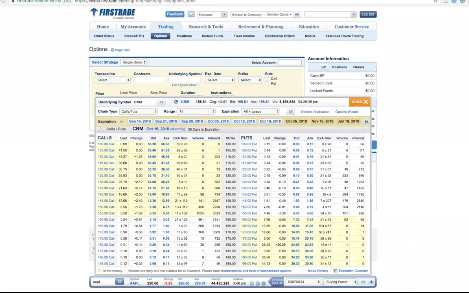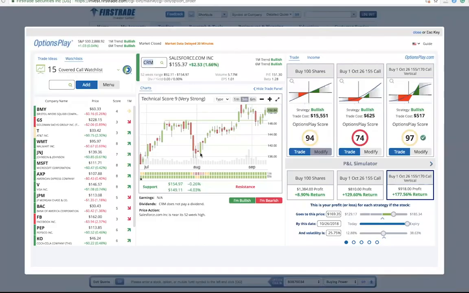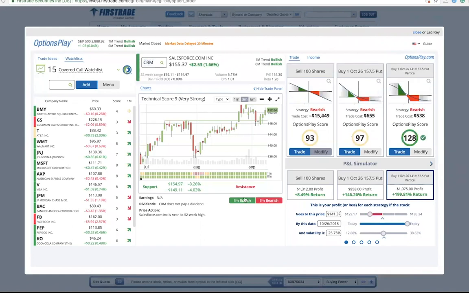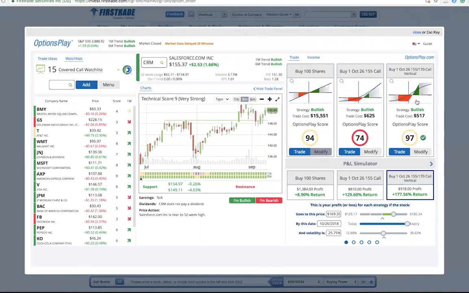So that's why we created OptionsPlay. You can type in any stock and either click on I'm bullish or click on I'm bearish. And we're going to show you 3 strategies that allow you to start off and to compare, which is really what you're looking for when you're starting off: where do I start and how do I analyze where my starting point is.